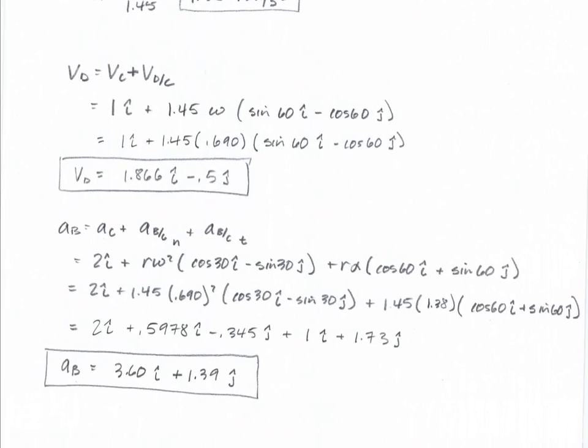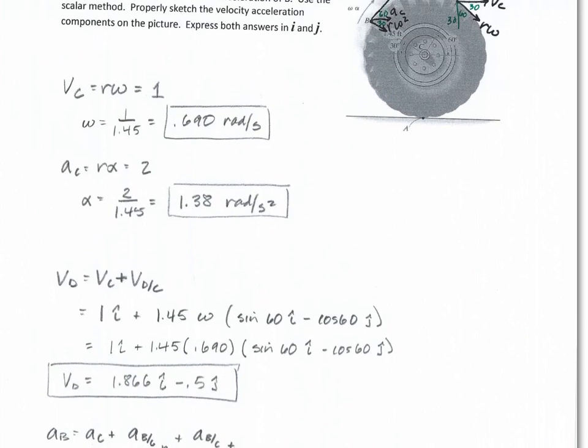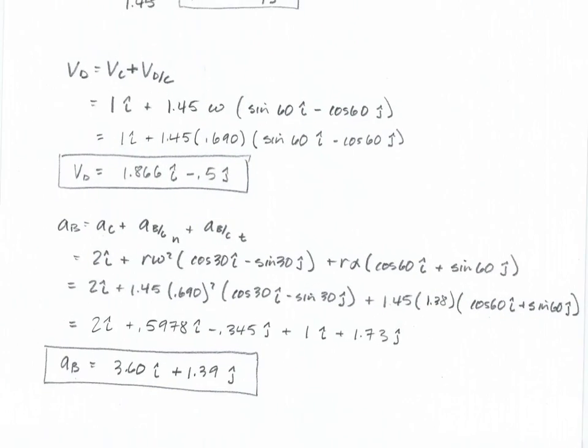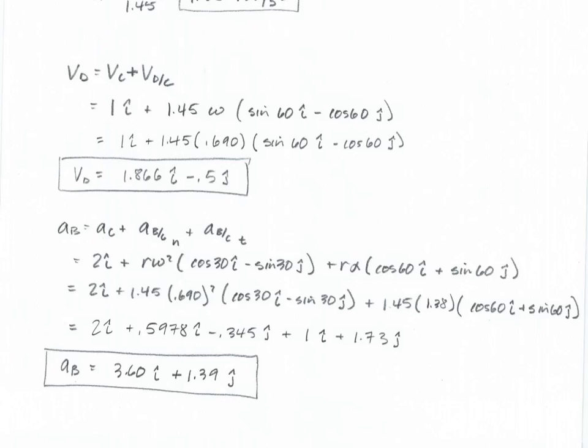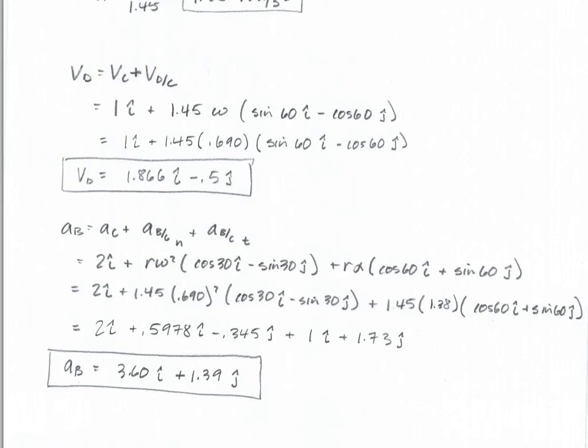So let's just go down and look at the equation then. Acceleration of b, which is that point right there, is equal to acceleration of c plus b with respect to c normal, b with respect to c tangential. The normal component is the r omega squared component, and it's got sine and cosine, and the r alpha is the tangential component, and it's got sine and cosine, or i and j components, and yeah, just multiply them out and you get that as the answer.